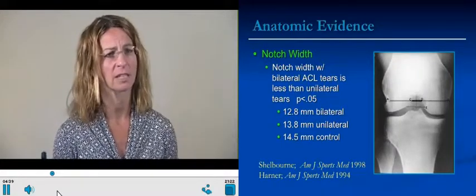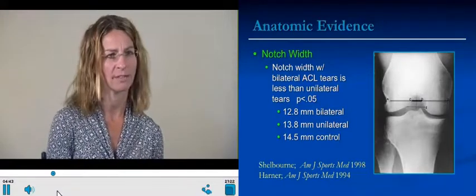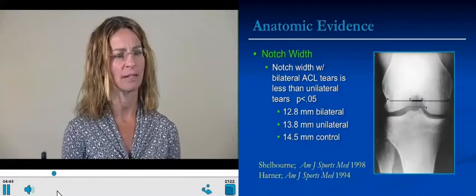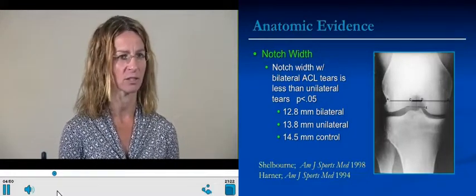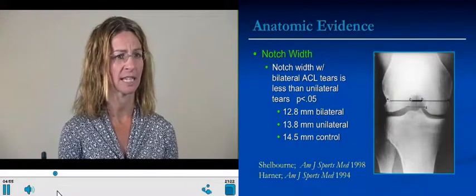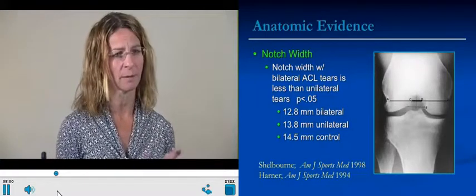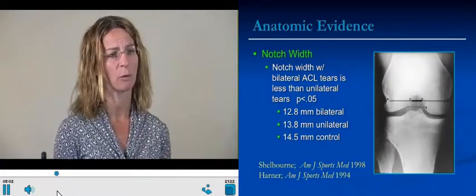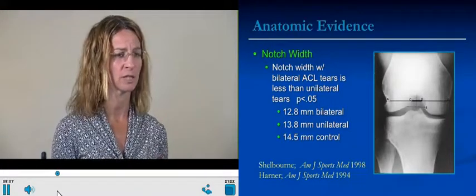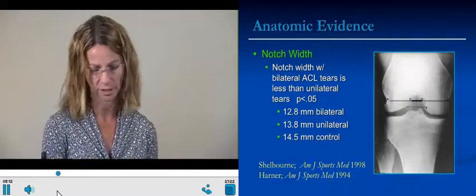The one most compelling study that really looked at this, that really supports that the notch width may play a role, and showing that anatomy is a big deal here, is they looked at people with bilateral ACL tears, and it was shown that the notch width in bilateral ACL tears is less than in unilateral tears. So when they measured people's knees, in the bilateral ACL group, there was 12.8 millimeters, 13.8 millimeters in the unilateral, and 14.5 in the control. And this did show a significant difference in this study.